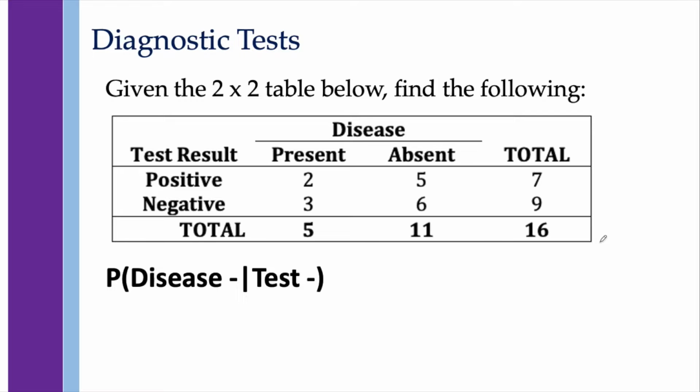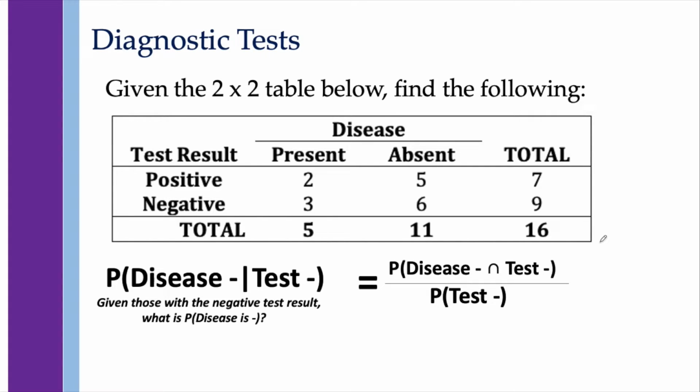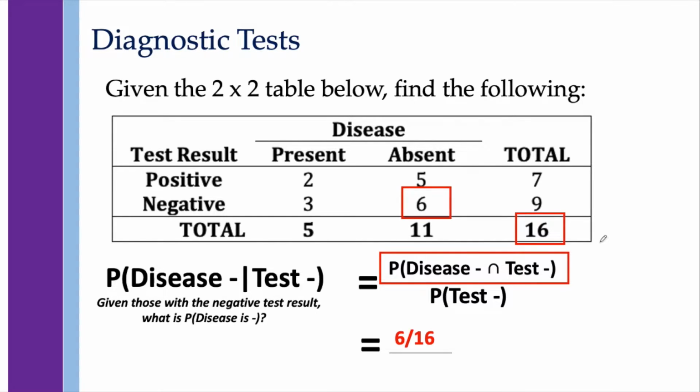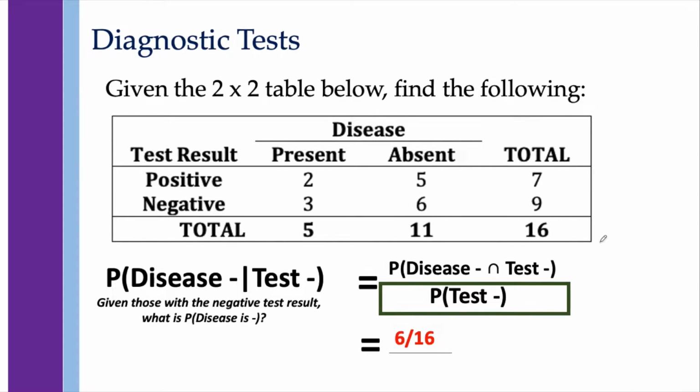How about the probability of a disease which is absent when the test result is negative? So the numerator here will be 6 out of 16, and the denominator is 9 out of 16. So that is 6 over 9.